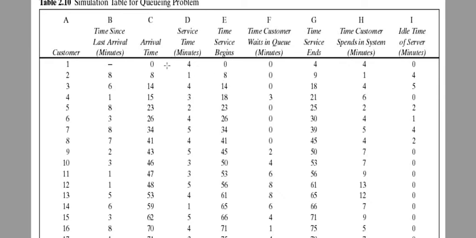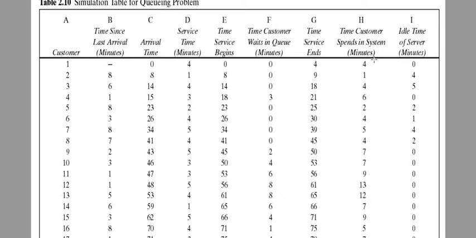So let's have a look. It has come at time 0, service time 4. So it will start the service as there is no one before him. It will start service at time 0, and he will end the service at time 4. And he has no waiting time, because he has come at time 0 and also started the service at time 0. The time the customer spends in the system is the summation of waiting time plus service time. There is no waiting time, and service time was 4 minutes. So the customer spends 4 minutes in the system.